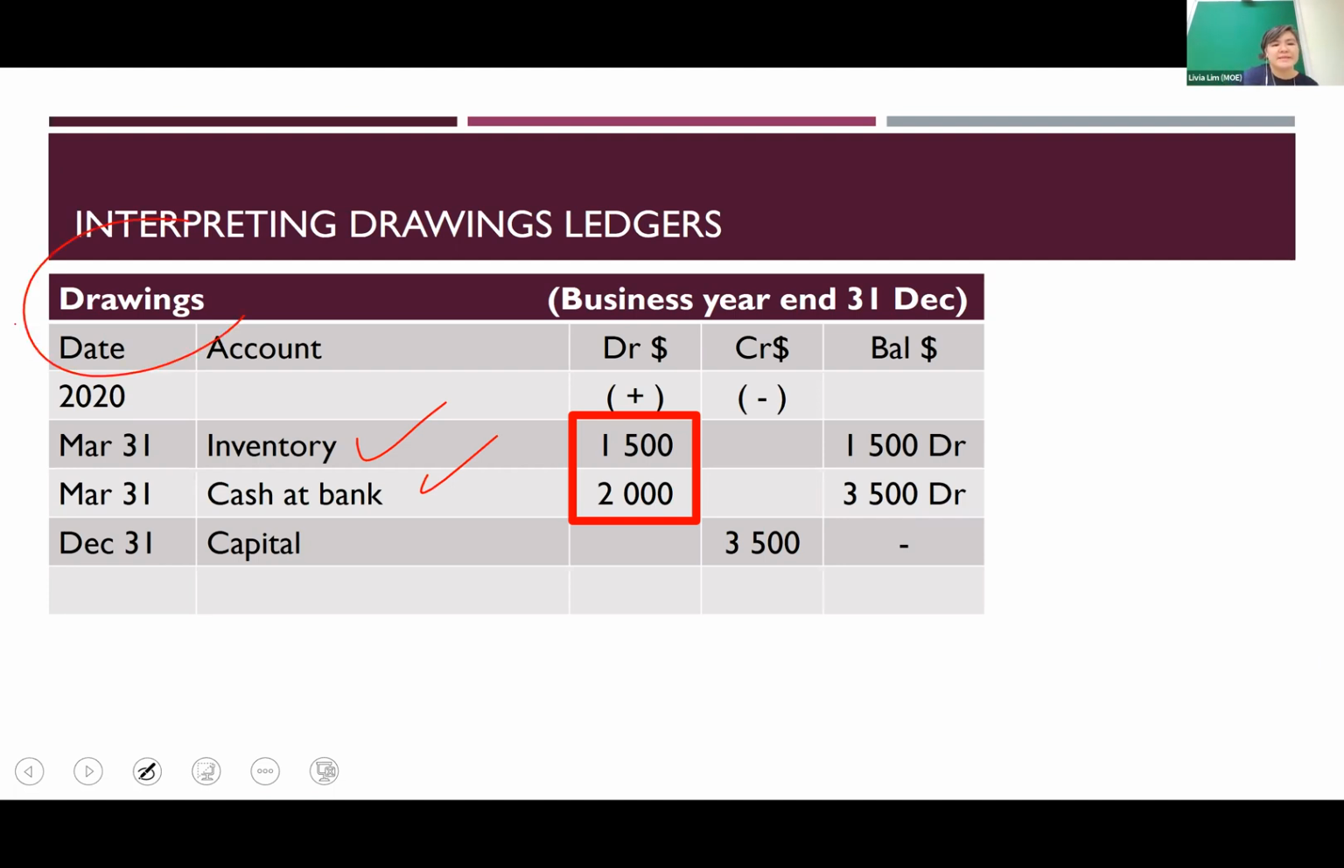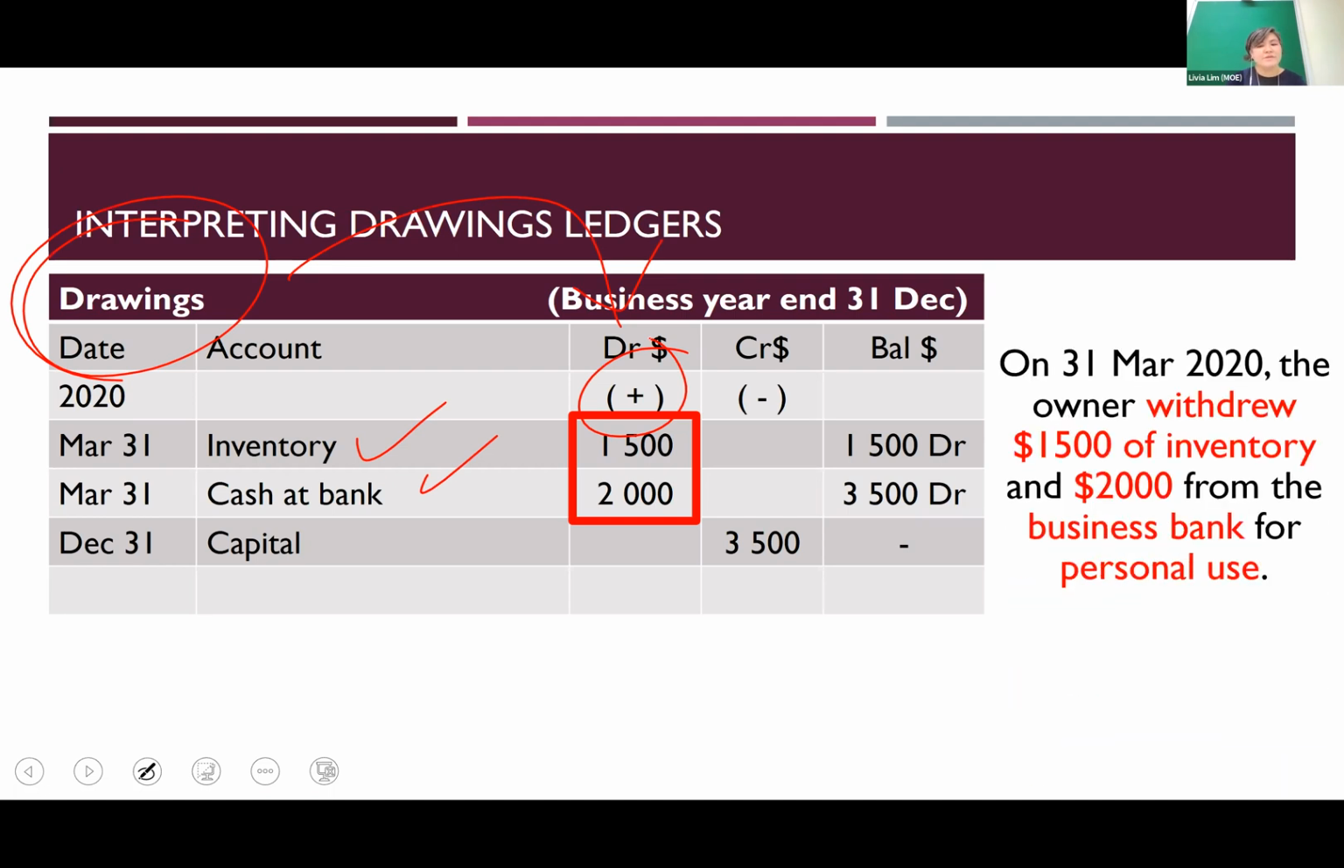Now you can see that drawings has increased, by 1,500 and 2,000. So I would say something like this. On 31st of March, the owner withdrew. Now in such a situation, it's important to say who. So owner is the who. Your owner withdrew $1,500 of inventory and $2,000 from the business bank. For personal use is important as well. For personal use tells us that this is for drawings. So you would have to use this term, for personal use.